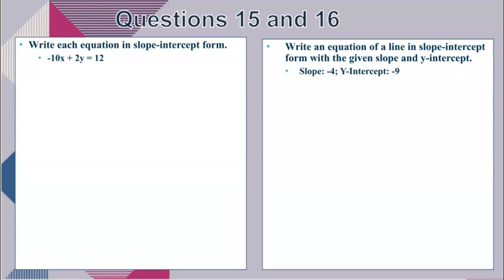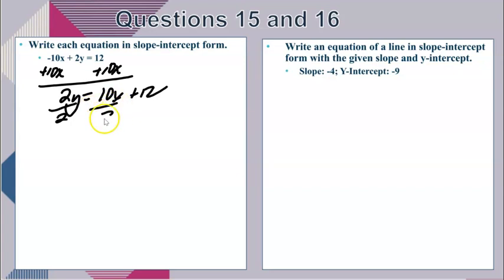Next, question 15 says write each equation in slope-intercept form. So that means we get y by itself. So I'm going to add 10x to both sides. And that gives us 2y equaling 10x plus 12. To get y by itself, I'm going to divide everything by 2. And in slope-intercept form, we have y equals 5x plus 6.